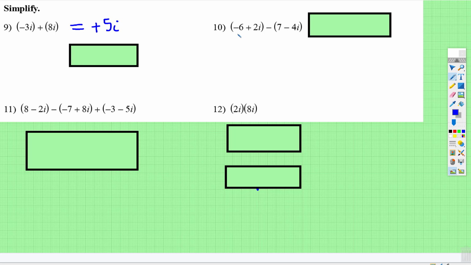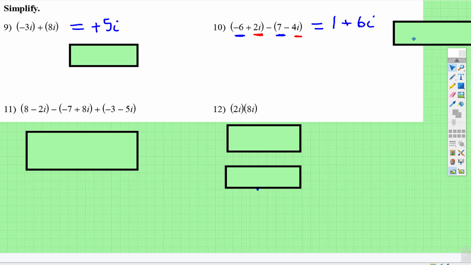Over here, you're going to identify constants, and then you're going to identify i's, and then you're going to read left to right. This says negative 6 subtract 7, which is negative 13. Then you have 2i, subtract a negative. Subtract a negative is the same as adding a positive, so plus 6i.